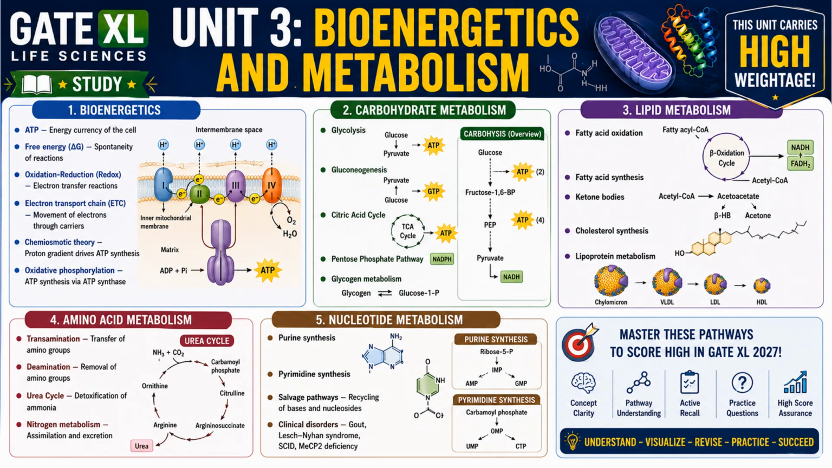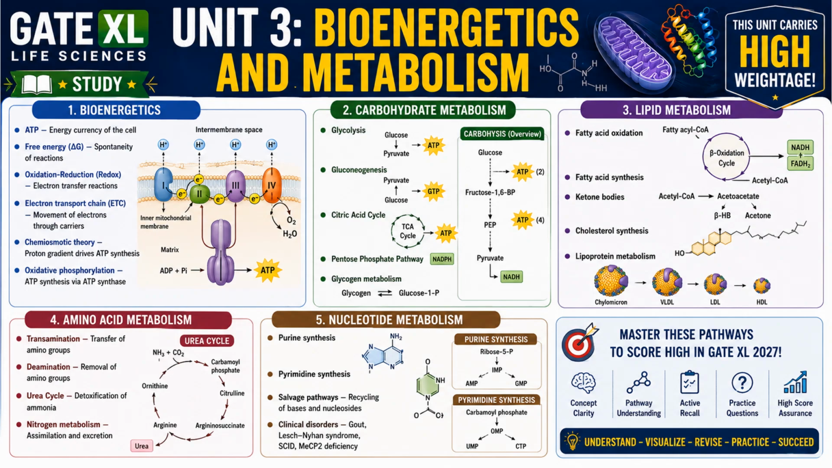So this unit you can divide into five different sections. The first section is bioenergetics, and you can call it the thermodynamics portion also. Then we have metabolic processes for carbohydrates, lipids, amino acids, and nucleic acids, or you can call them nucleotides.